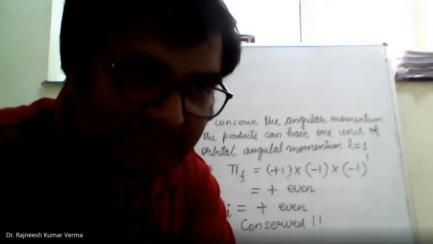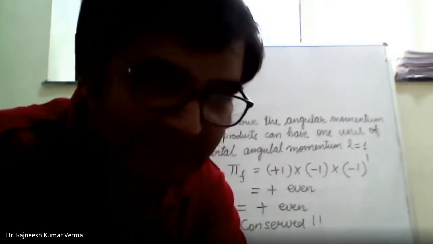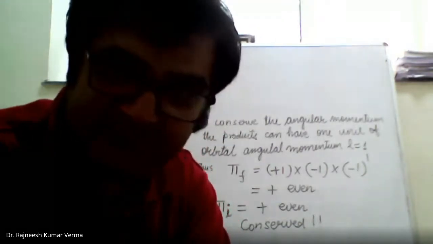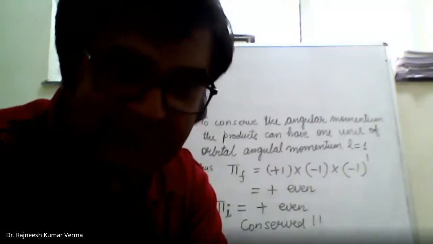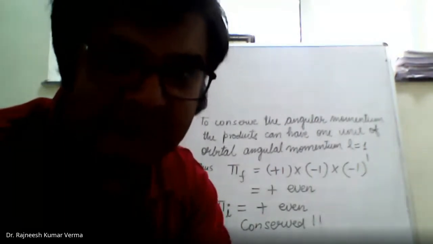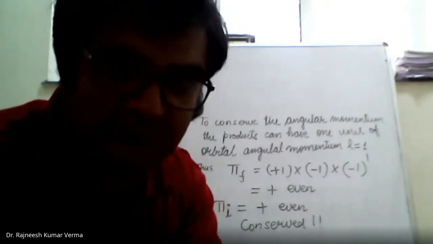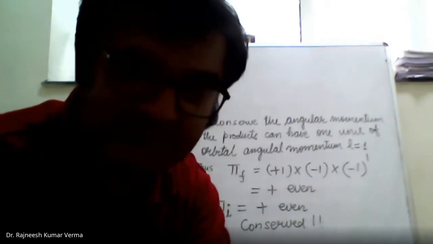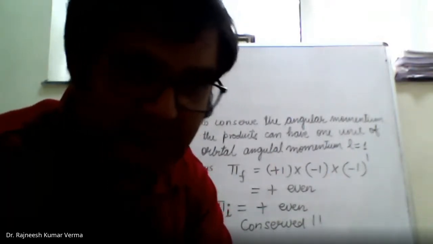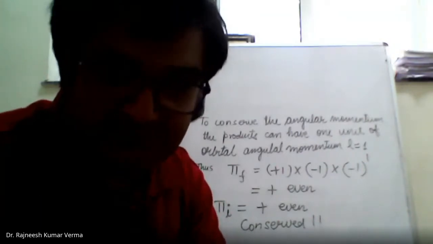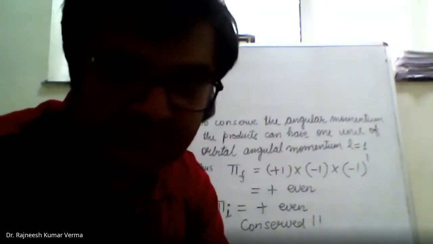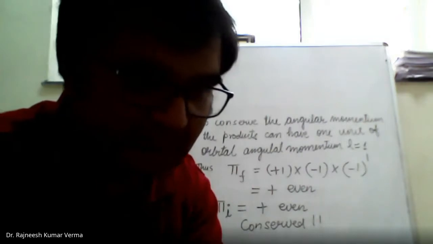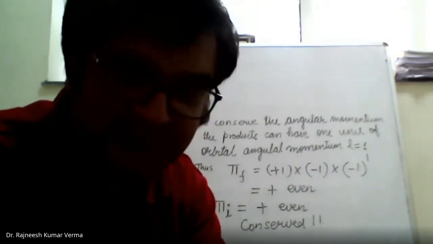So parity conservation is not a confirmatory test. You cannot say that if parity is conserved, it is a strong interaction. Checking parity conservation in case of weak interaction is a trivial thing to do. Though parity is conserved here, even though it is a weak interaction. That is what I was trying to say. Parity may or may not be conserved.